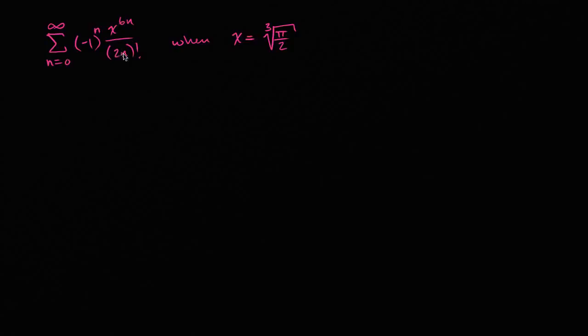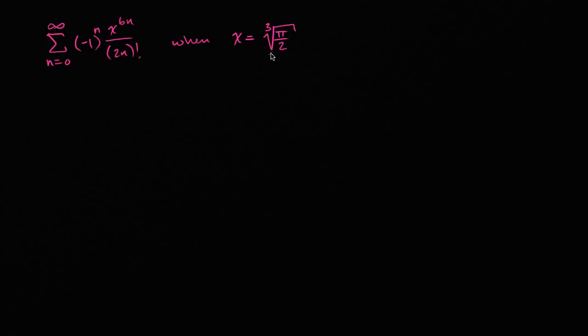So I have an infinite series here, the sum from n equals 0 to infinity of negative 1 to the n power times x to the 6n over 2n, the whole 2n factorial. And my goal in this video is to evaluate this power series when x is equal to the cube root of pi over 2. And I encourage you to pause this video and give it a go on your own.